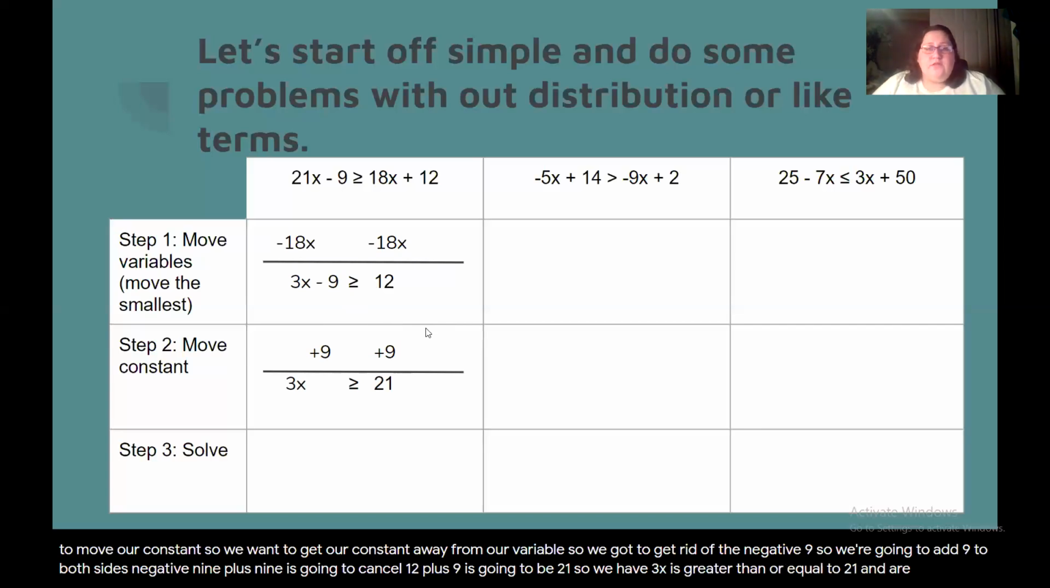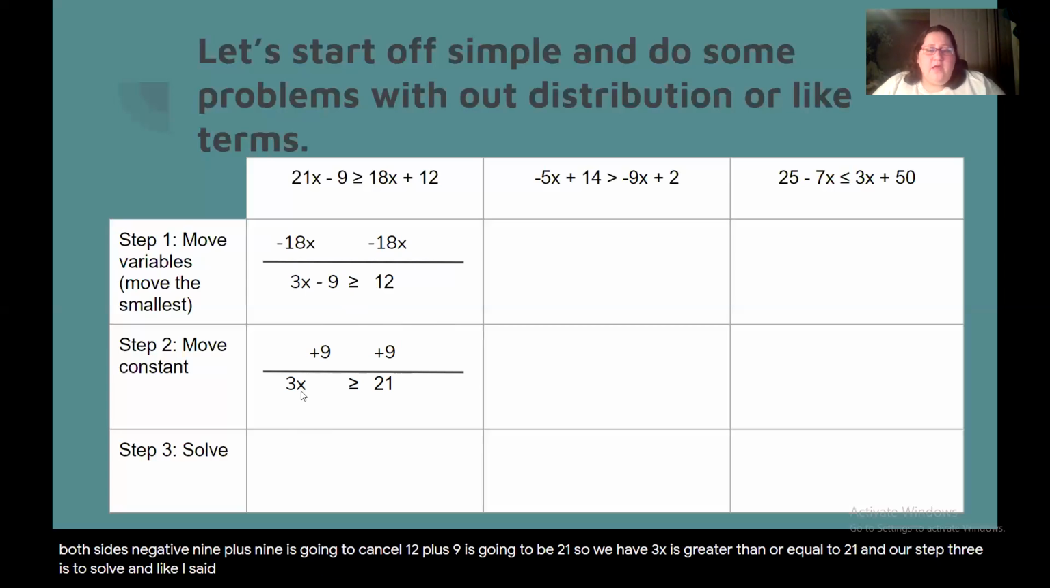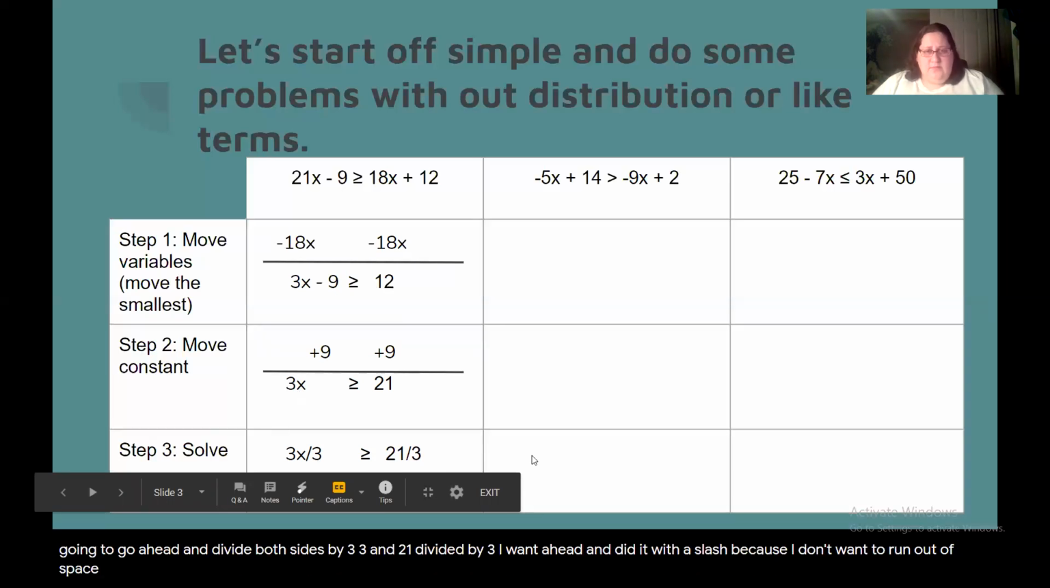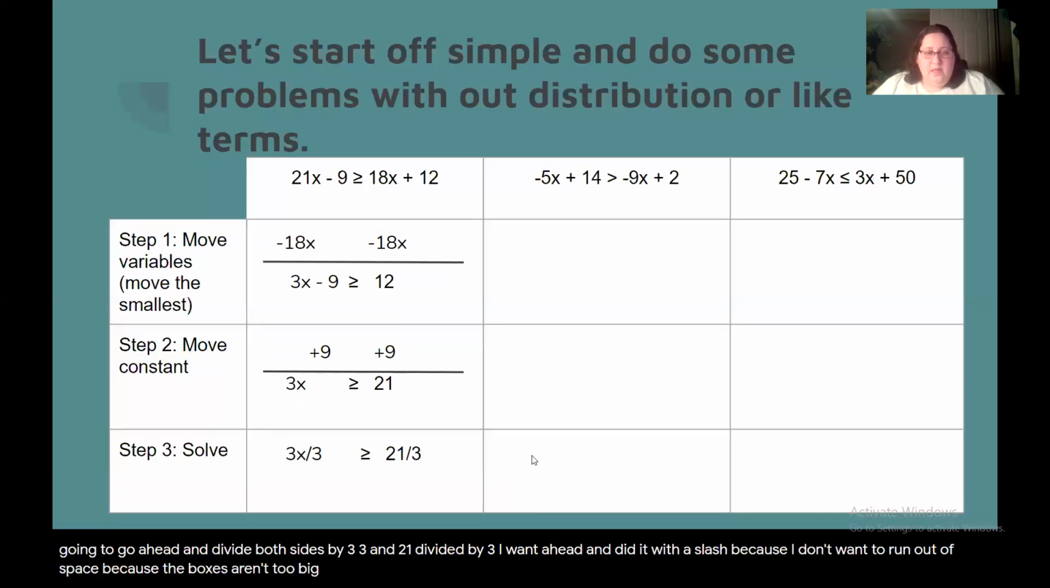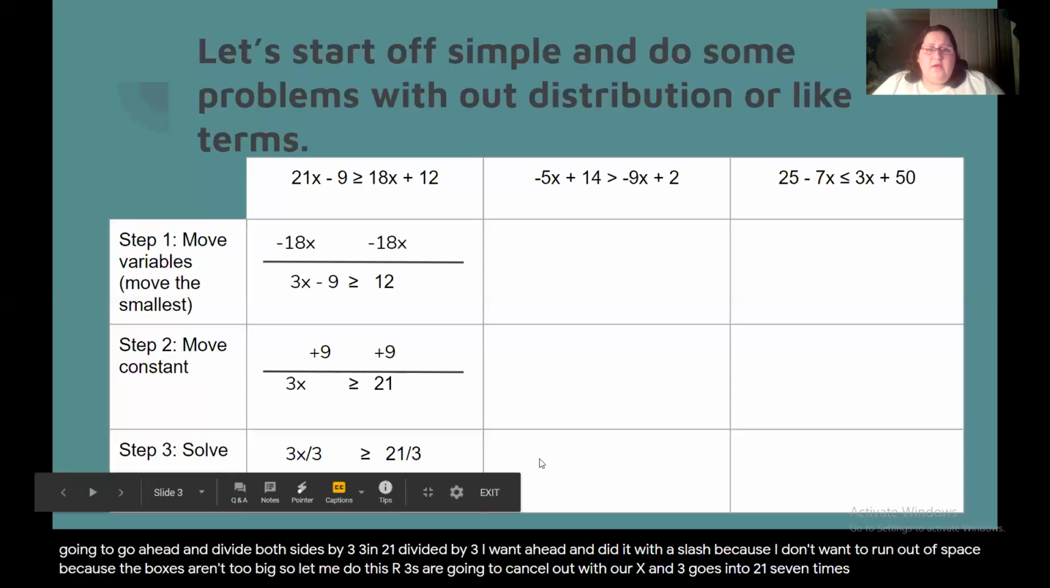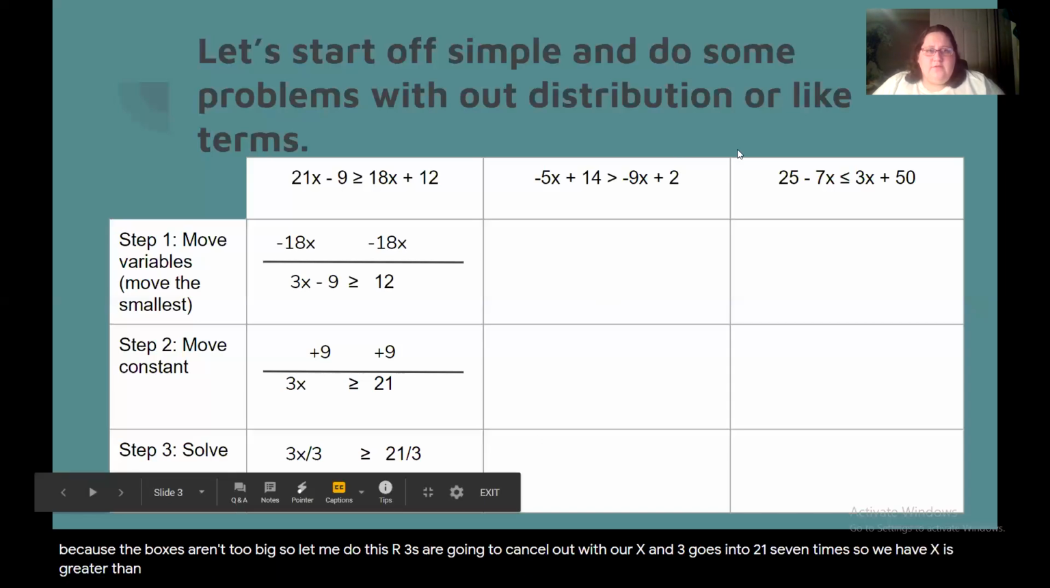And our step 3 is to solve. And like I said, in step 3, that's when we're going to multiply or divide. We want to get rid of our coefficient. So to get rid of this 3, we're going to go ahead and divide both sides by 3. So 3x divided by 3 and 21 divided by 3. I went ahead and did it with a slash because I don't want to run out of space because the boxes aren't too big. So when we do this, our 3's are going to cancel out with our x, and 3 goes into 21 7 times. So we have x is greater than or equal to 7.